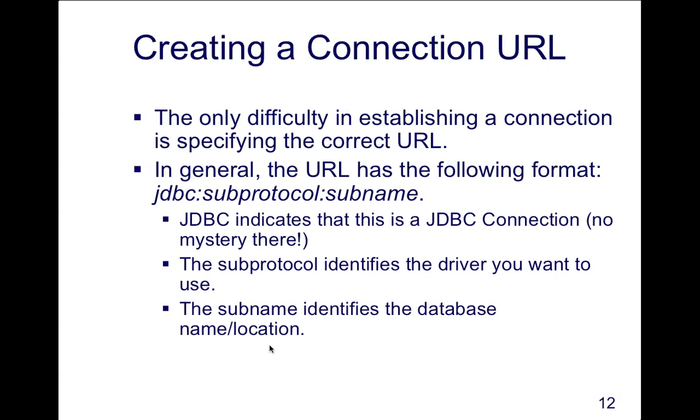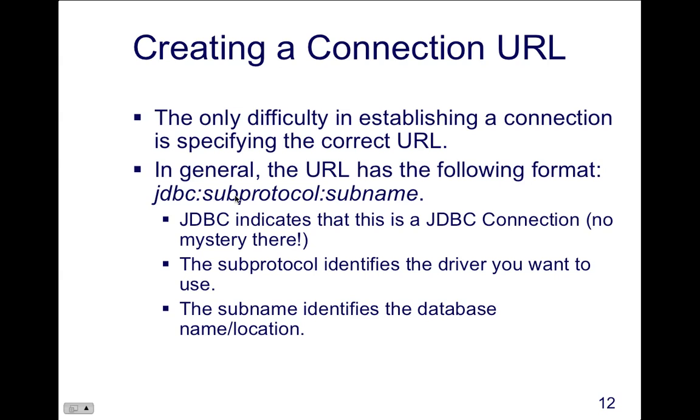So creating the connection URL is the next step. The only difficulty in establishing a connection is specifying the correct URL. If you don't specify the correct URL, you're not going to get a good connection. So in general, the URL takes on the following format: jdbc:subprotocol:subname. This is the format we're going to use. JDBC indicates that this is a JDBC connection. No mystery there. The subprotocol identifies the driver you want to use.